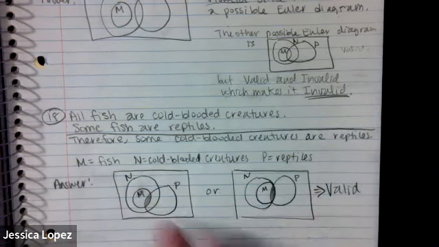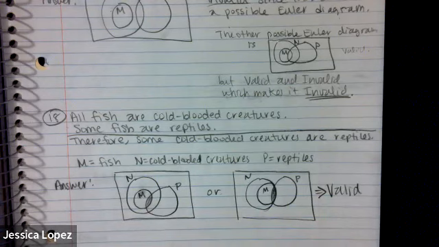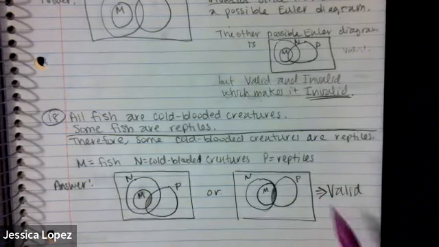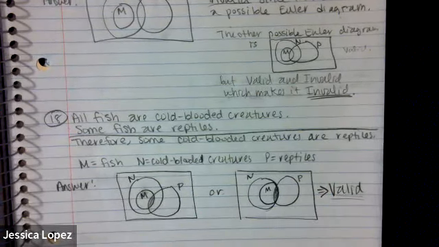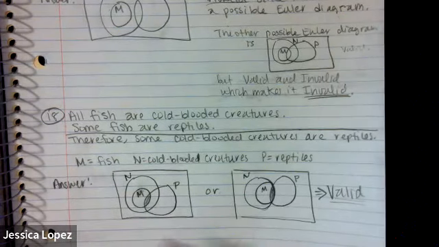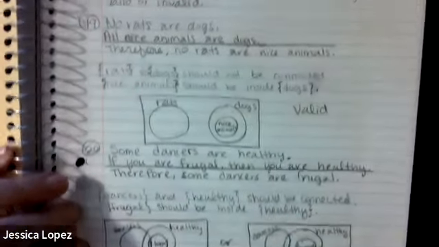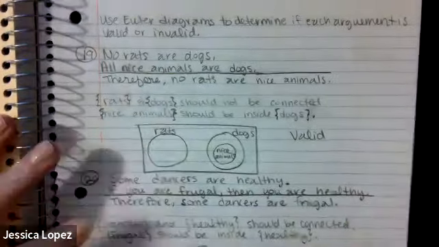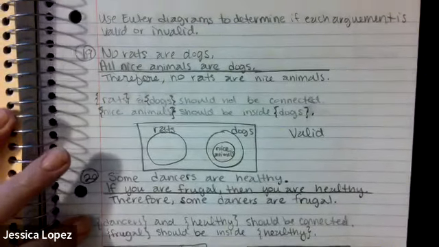But regardless, both of them are saying that there are some cold-blooded creatures that are reptiles. And so here, this conclusion is valid. And it didn't matter which picture you looked at. Okay, last two problems. So this one is the same thing, use the Euler diagram to determine if each argument is valid or invalid.